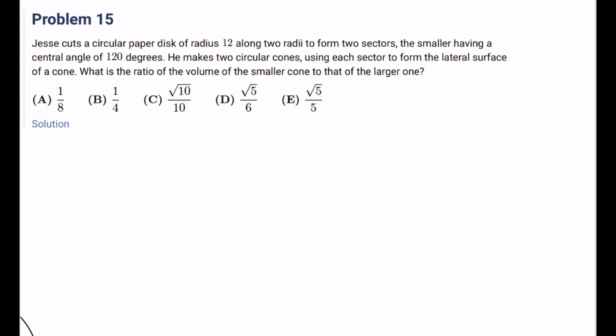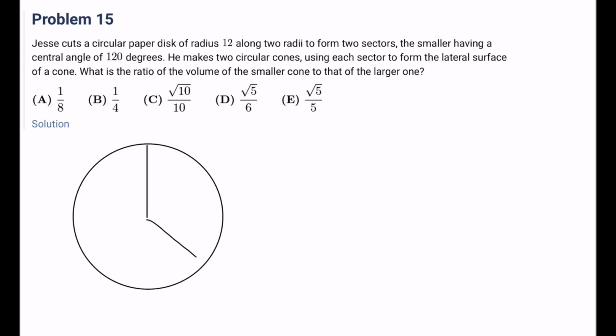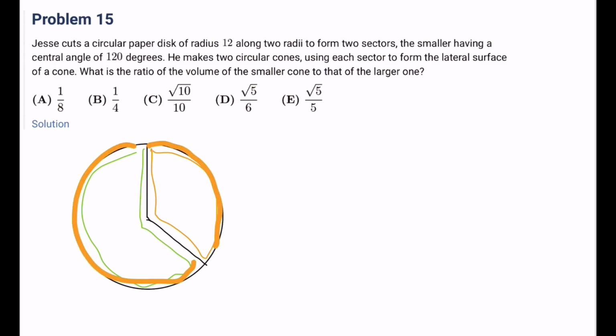Okay, so if we have the circular paper disc here, then it will be cut along two radii, and the central angle is 120 degrees. That means we cut it in thirds, like this. And so we would have two circular cones out of both sectors. We can use this sector to form the cone, or we can use this part to make the cone. And for each part we need this length, because that's going to be the circumference of the resulting cone.